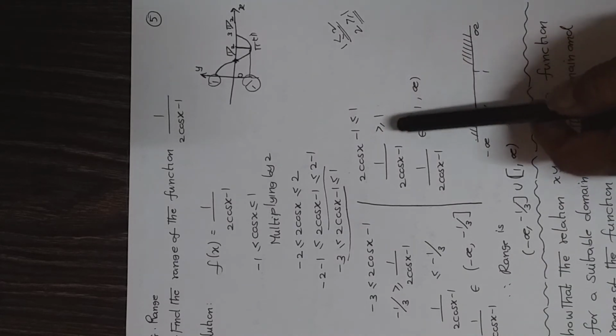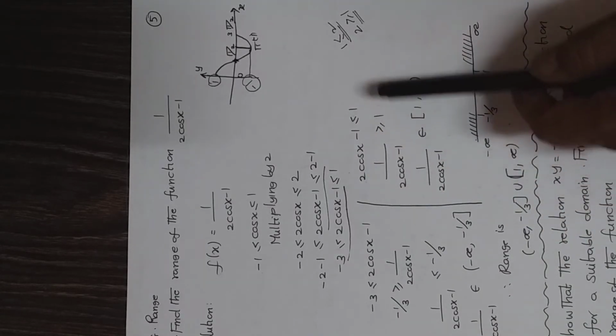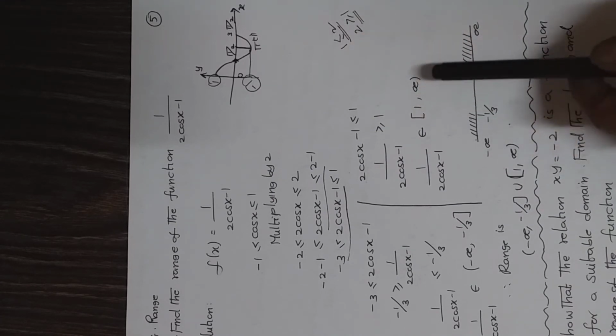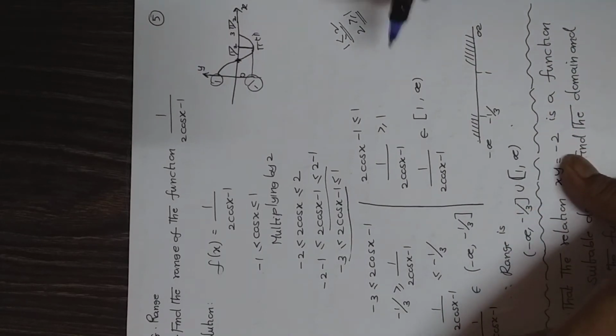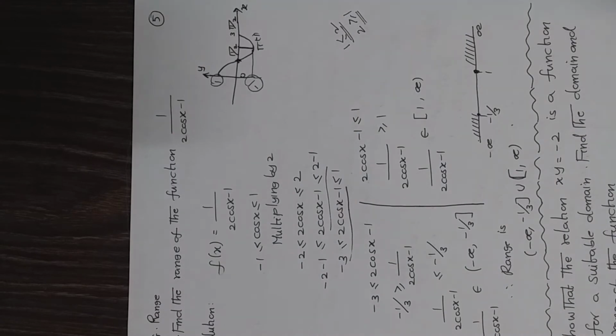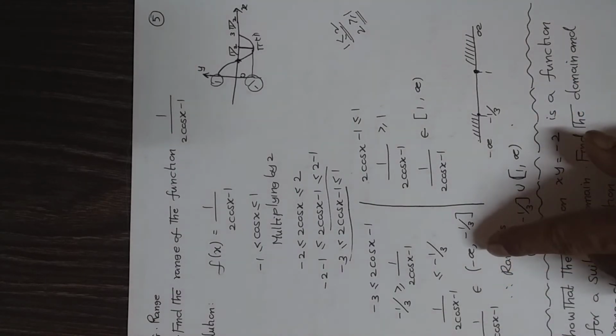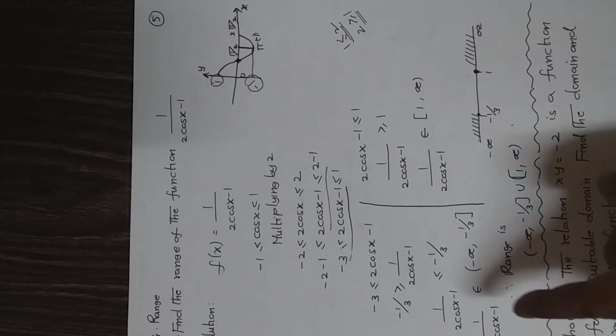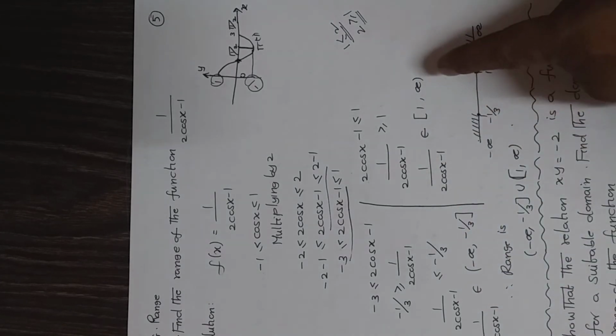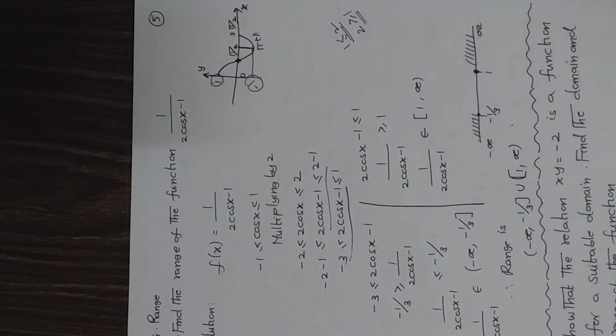So the meaning of this is, its value will be 1 or above. So 1 to infinity. I draw here 1 to infinity, including 1 also. Including 1 means you can put a dark line if you want. Here also including minus 1 by 3. So this part belongs to this range, and this part belongs to this range. That means the value can be in this range or in that range. That is the meaning. So what is the answer?